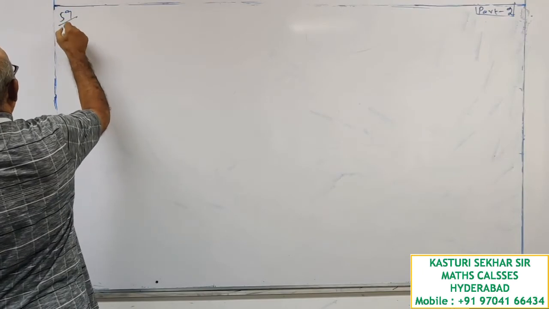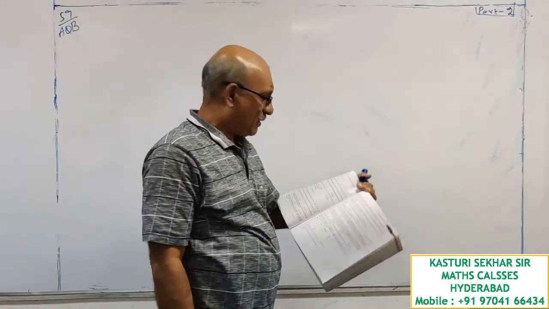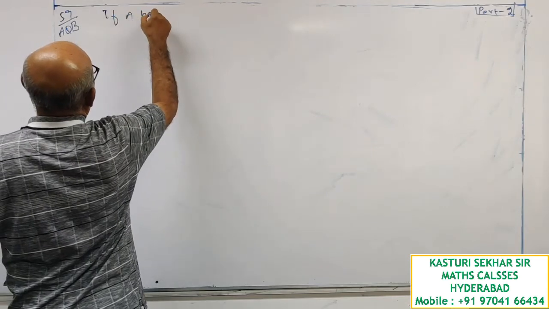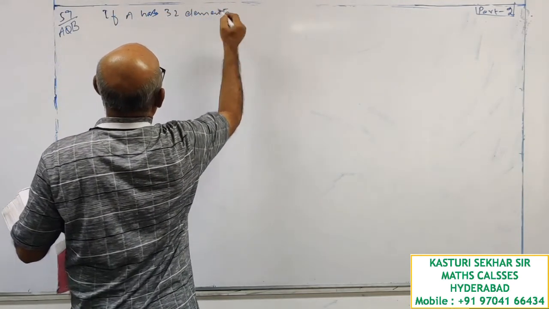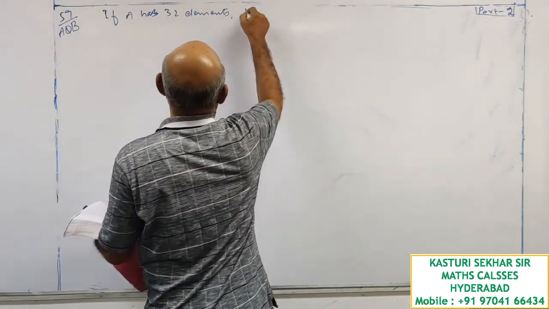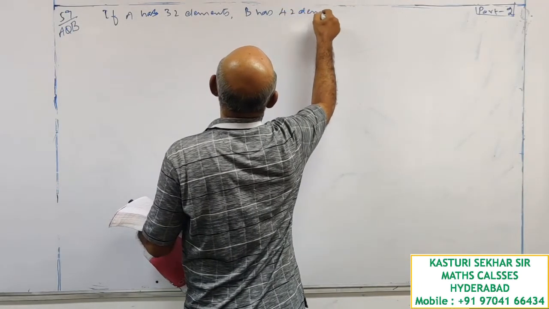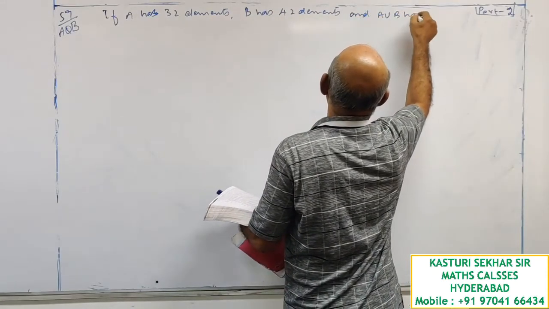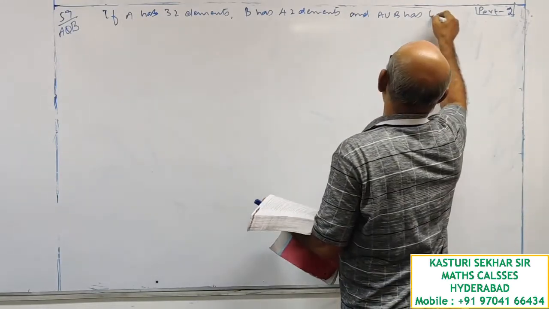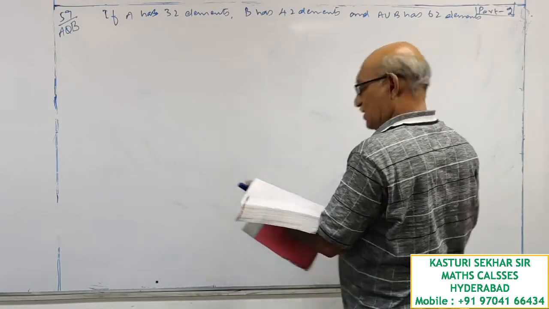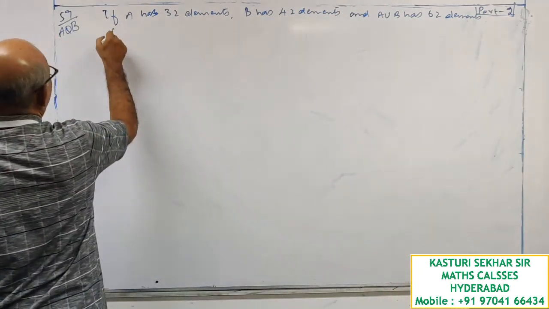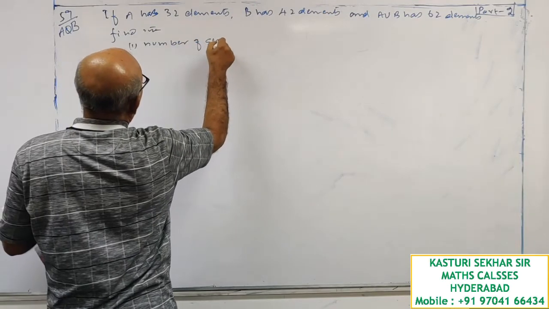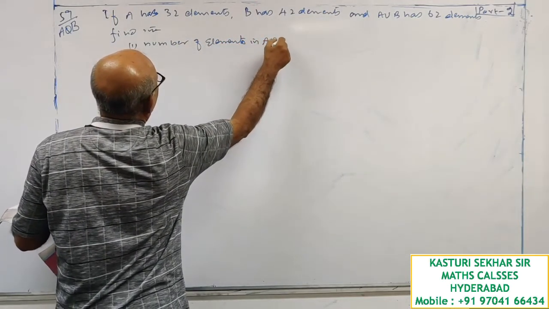Question number 59, additional question bank. If A has 32 elements, B has 42 elements, and A union B has 62 elements, find the number of elements in A intersection B.